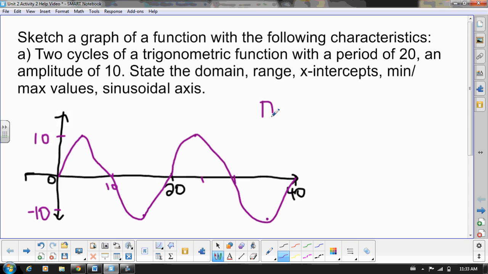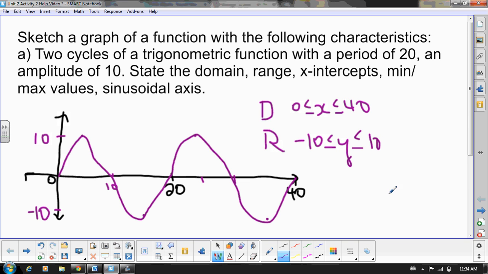So now when I state the domain, it's going to be 0 is less than or equal to x, which is less than or equal to 40. Because of the graph that I chose for my range, I know that negative 10 is less than or equal to y, which is less than or equal to 10. So that's my range.